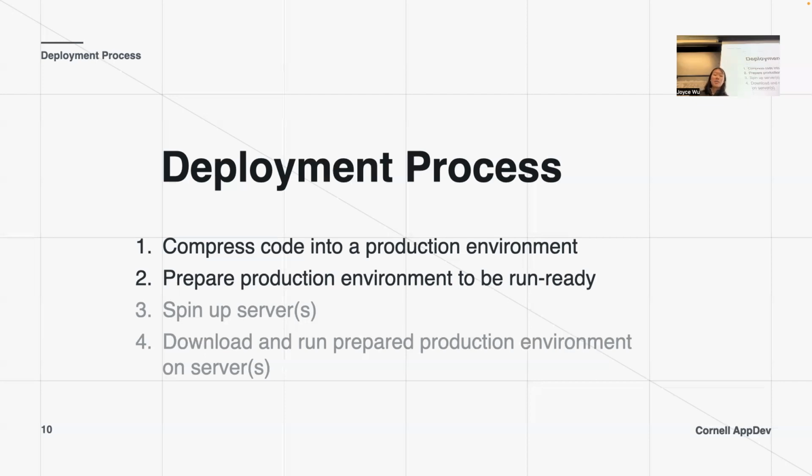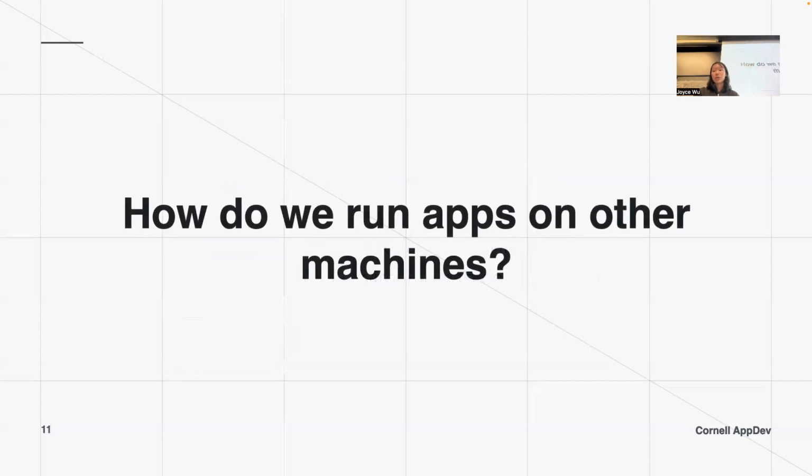Okay. Yeah. So the second 2 parts, number 3 and number 4, are what we're going to be covering next week in lecture. That part is the actual deployment itself, whereas the first 2 parts fall more under containerization. So the question that we're going to be asking today is essentially, how do we run our apps on other machines, right?